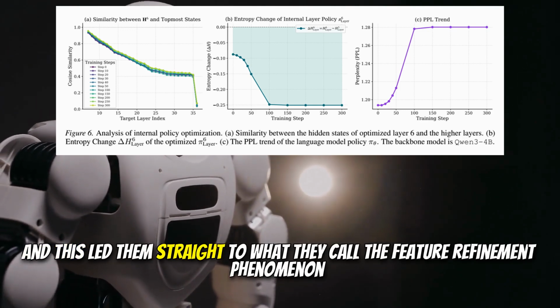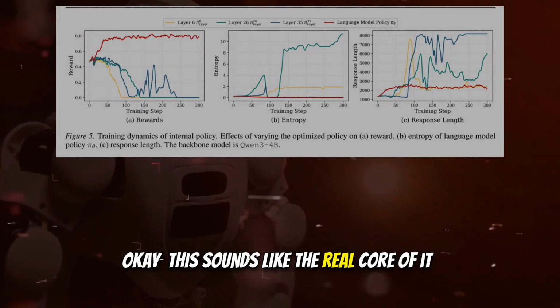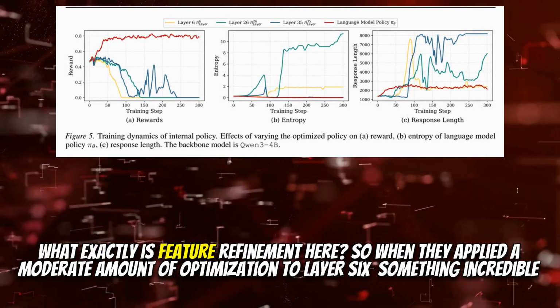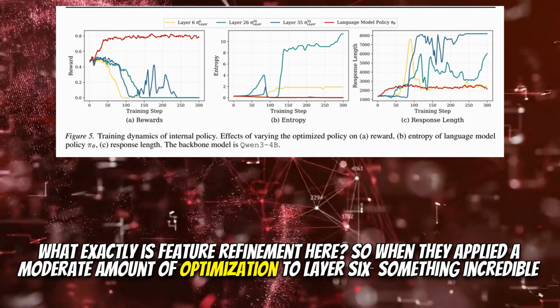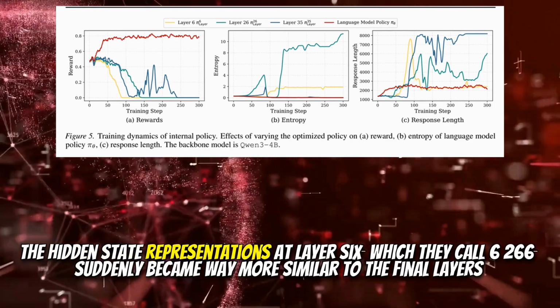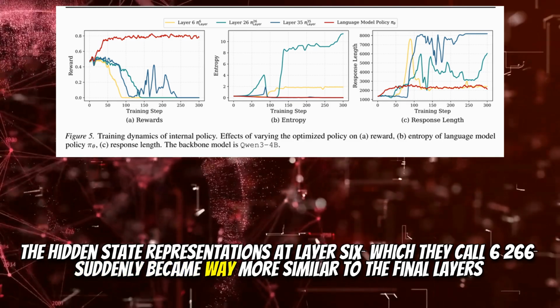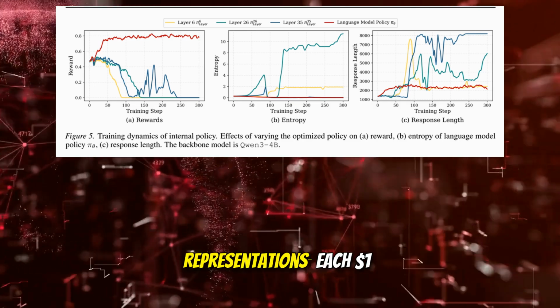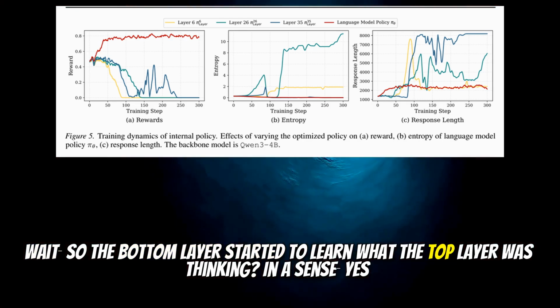And this led them straight to what they call the feature refinement phenomenon. Okay, this sounds like the real core of it. What exactly is feature refinement here? So when they applied a moderate amount of optimization to layer 6, something incredible happened. The hidden state representations at layer 6, which they call h_6, suddenly became way more similar to the final layer's representations, h_L. Wait, so the bottom layer started to learn what the top layer was thinking?